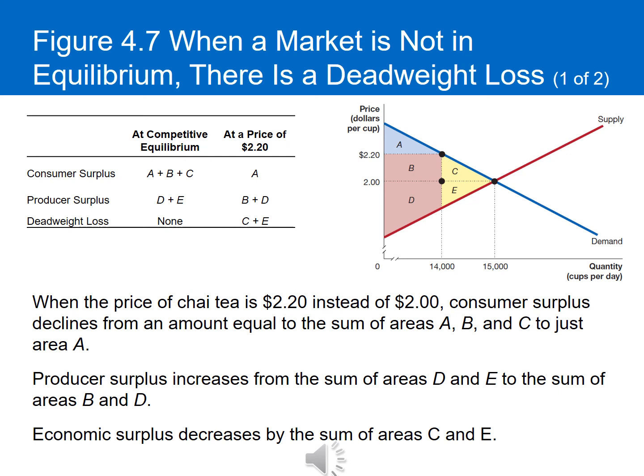Now, in this scenario, it looks like the producer is being made better off, in that the area of B is greater than the areas of C and E. Sometimes the deadweight loss is larger, sometimes the deadweight loss is smaller.